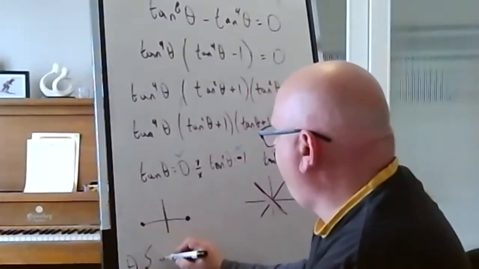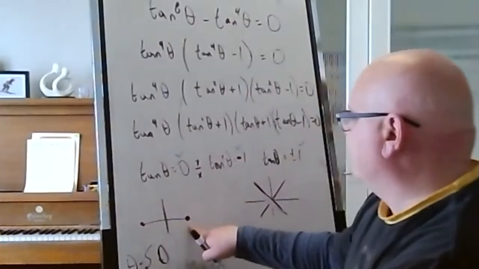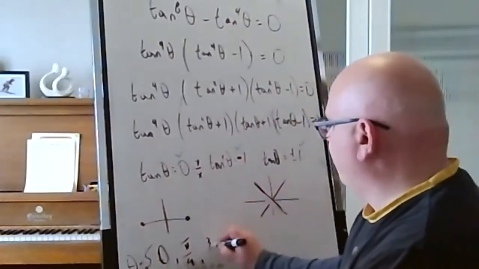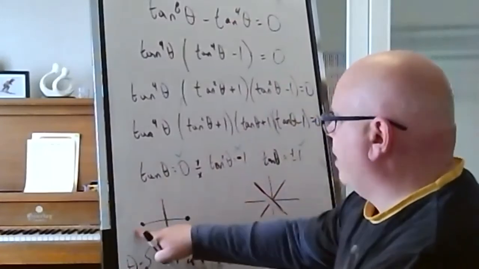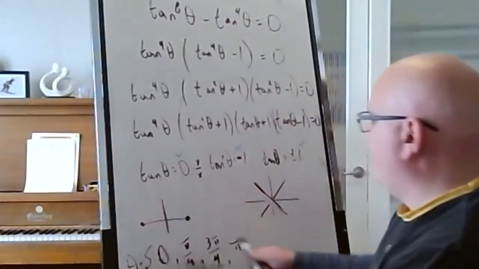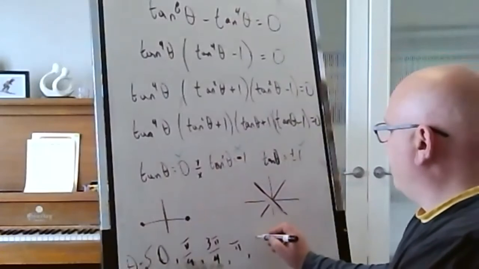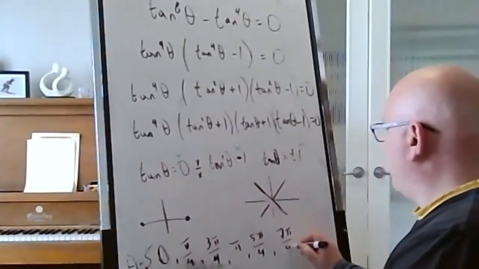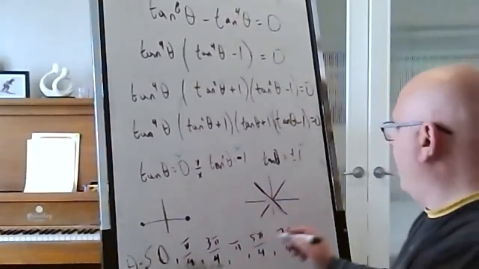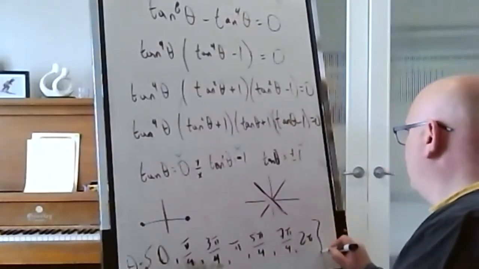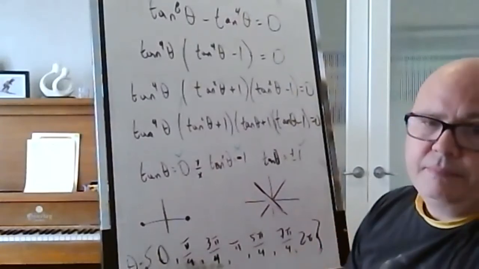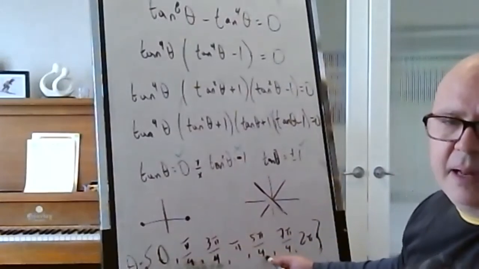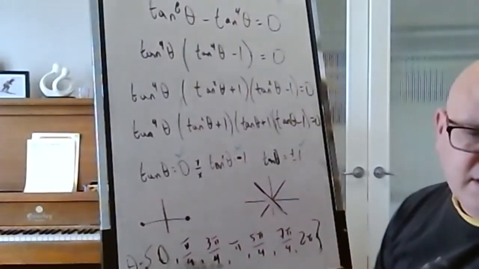Theta equals, we've got 0 here, pi quarters for this one, 3 pi quarters. We've got pi for this over here. We've got down here 5 pi quarters. We have 7 pi quarters. And we are including 2 pi in our domain. So that is our last one. So 0, pi quarters, 3 pi quarters, pi, 5 pi quarters, 7 pi quarters, 2 pi. That's our list of all of them.